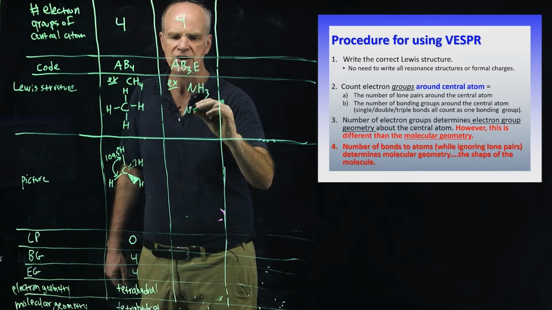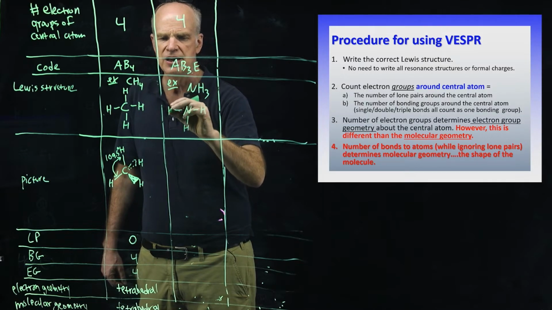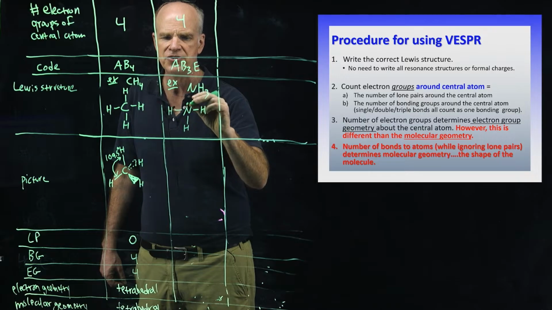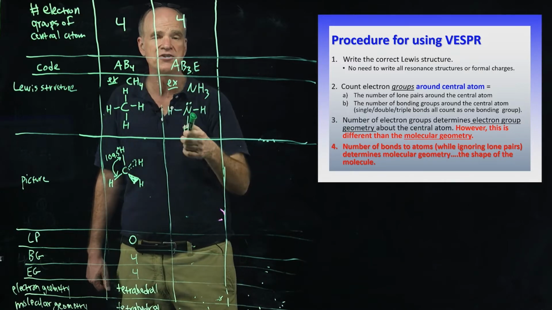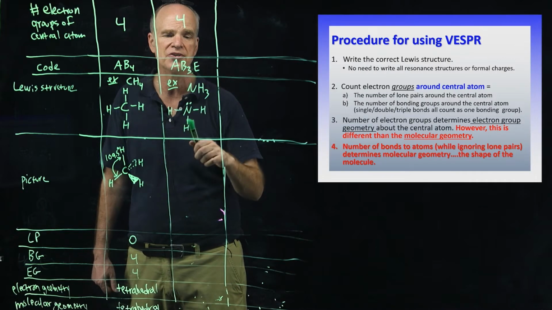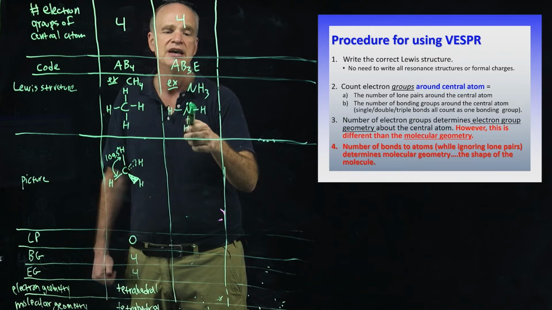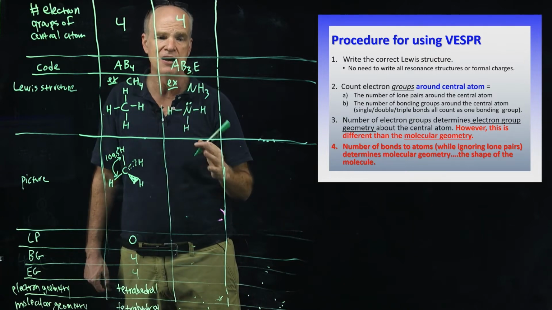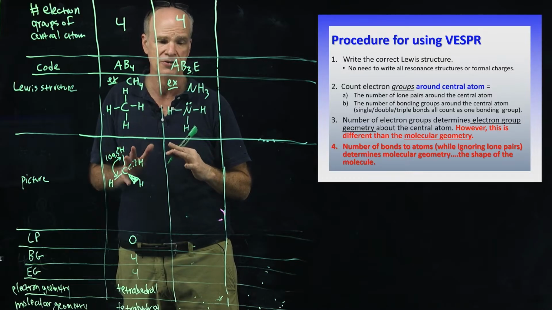There's nitrogen in the center, hydrogen here, hydrogen here, hydrogen here, and also don't forget about this lone pair here. So I'm hoping you can see immediately that this molecule has 4 electron groups. There are the 3 bonding groups, the 3 single bonds, and then there is this lone pair. So there are a total of 4 electron groups around the central atom.